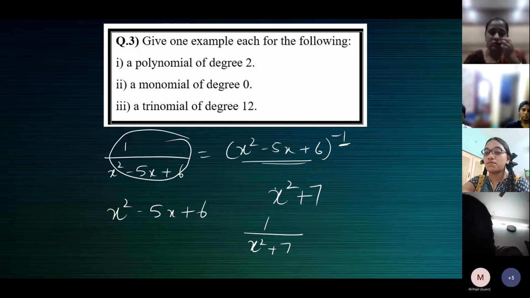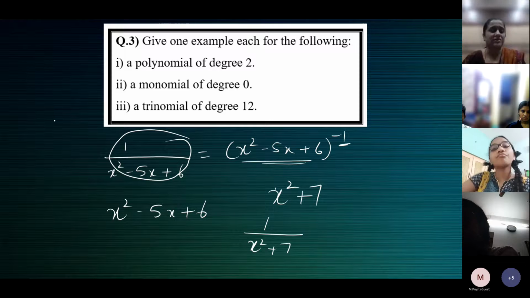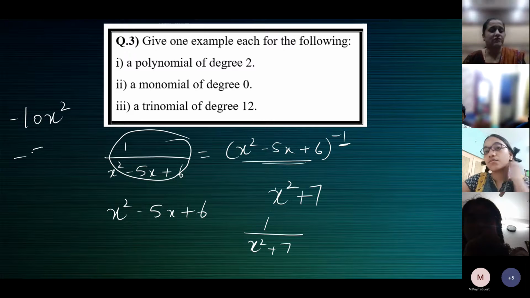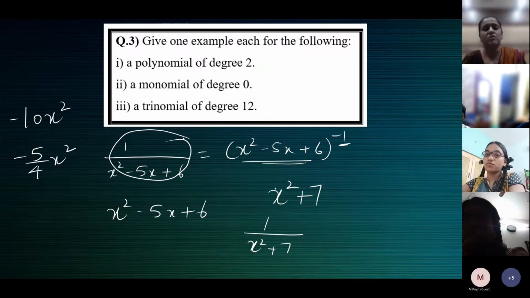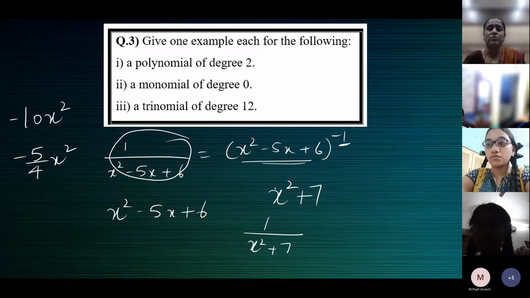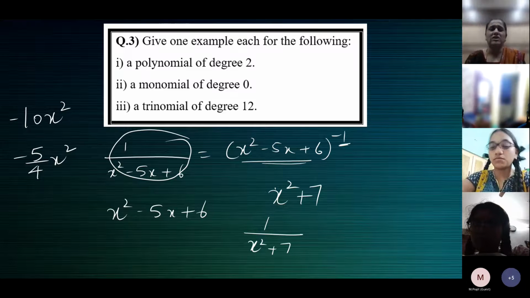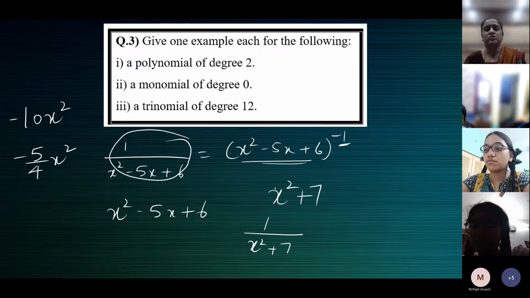Next one, a monomial of degree 0. Okay, this also is an example. Simply 10x square, minus 5 by 4x square. All these are examples of quadratic. Degree 2 meaning a quadratic polynomial. Any number of terms. It can have 1 term, 2 terms, 3 terms. They have not mentioned the number of terms. So it can have 1, 2, 3, 4, 5, any number of terms, but the degree should be 2.